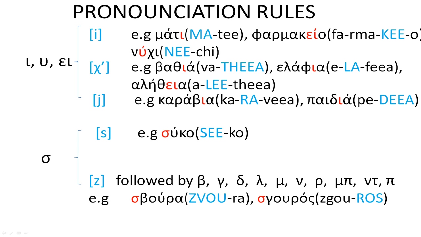Finally, for today, we are going to analyze how the letter sigma can be pronounced. The first way is used when followed by the letters β, γ, δ, μ, νι, λάμδα, ρho, μη πι, νι ταφ, and p. And it sounds more like a zeta than a sigma. So we have, for example, σγούρος, σγούρος, which means curly, and σβούρα, σβούρα, which means, if I'm not mistaken, willy jig. And the other way is used in all other cases. So we have, for example, siko, siko, which means fig.